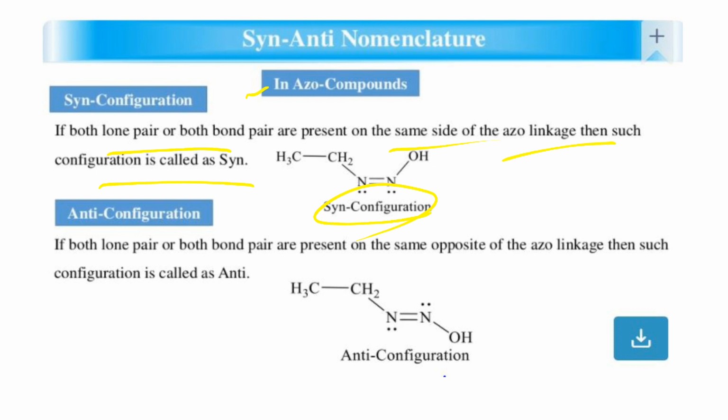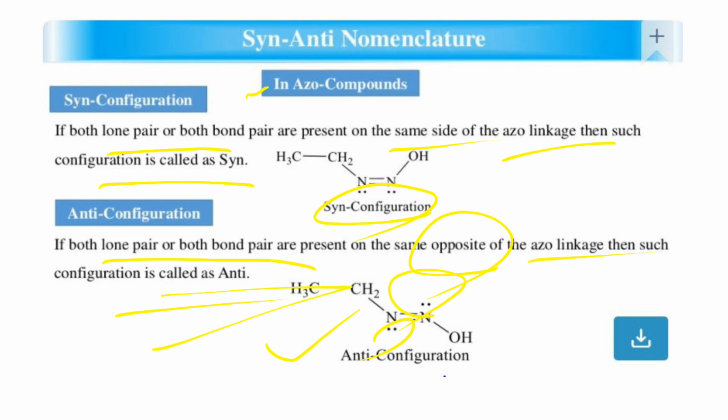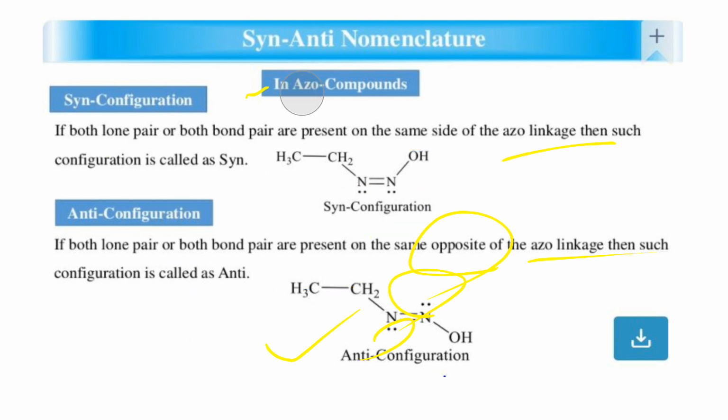But in the anti configuration, the lone pair and bond pair are present on the opposite sides of the azo linkage, and such a configuration is called anti. In this case, it is anti. Understand? This is the syn anti nomenclature in azo compounds, syn configuration and anti configuration.